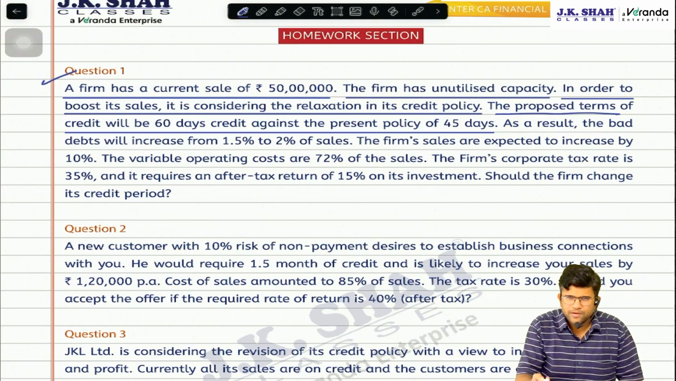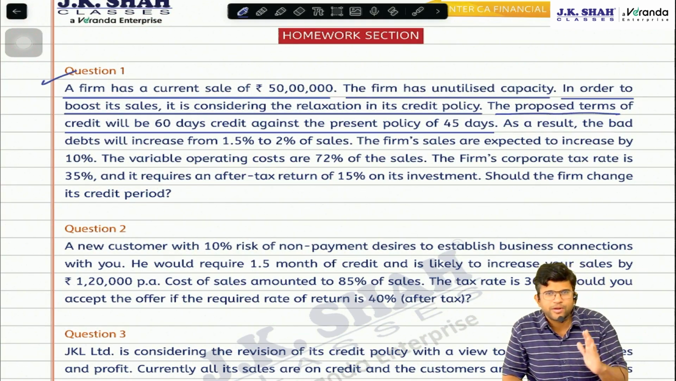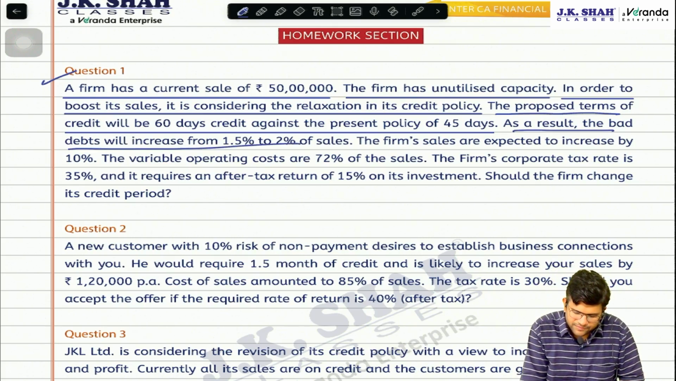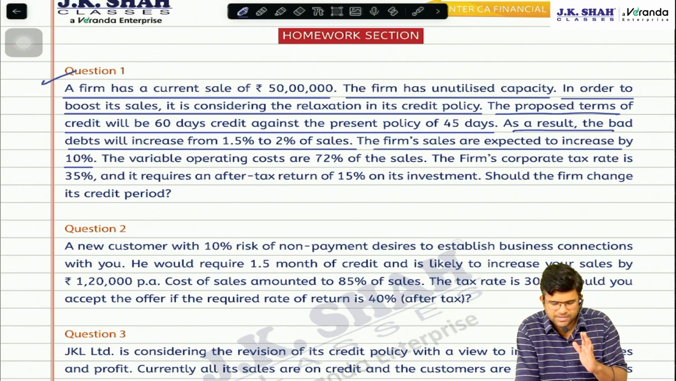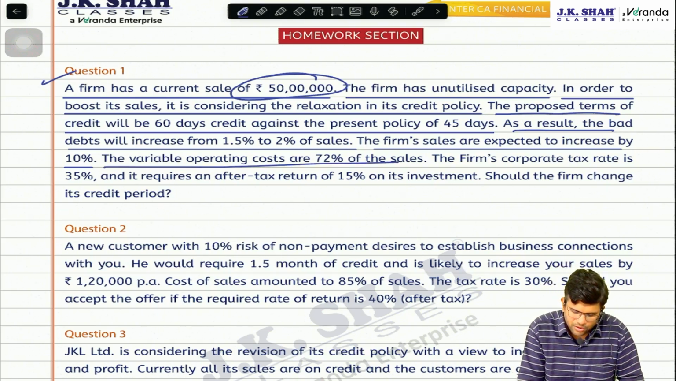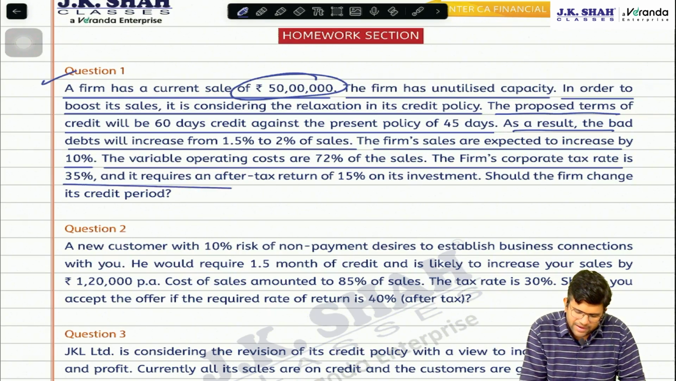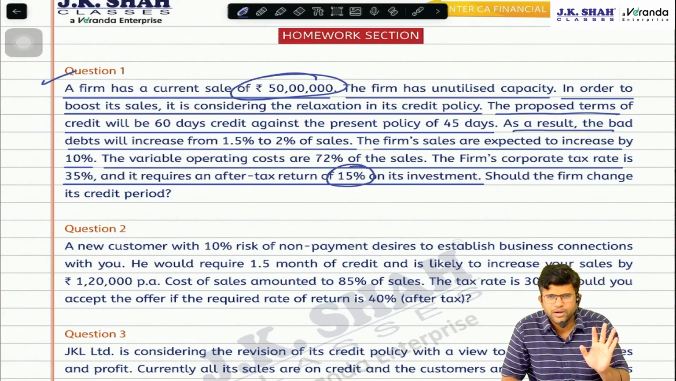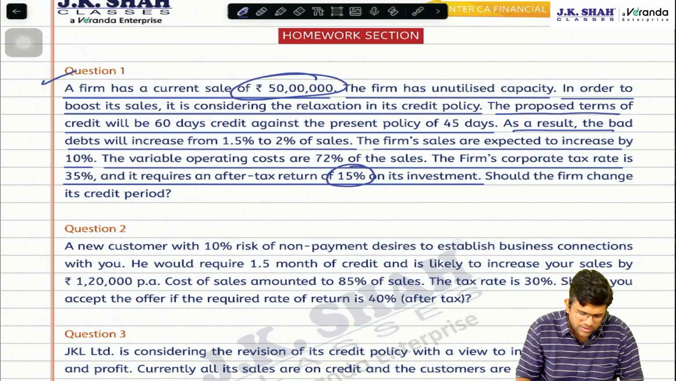So I hope you all have seen these types of questions. Present policy 45 days, proposed policy 60 days. As a result, bad debts will increase from 1.5% to 2%. Sales are expected to increase by 10%. So basically in the present policy the sales are 50 lakh, and in the proposed policy sales will increase by 10%. Variable costs are 72% of sales. The tax rate is 35% and it requires a return of 15%. I am pretty sure you remember why this is given: COCD, cost of carrying debtors, the opportunity cost of carrying debtors should the firm change its credit period.